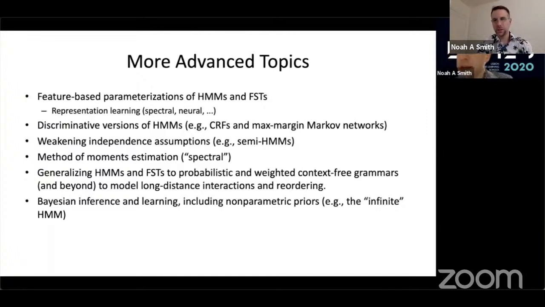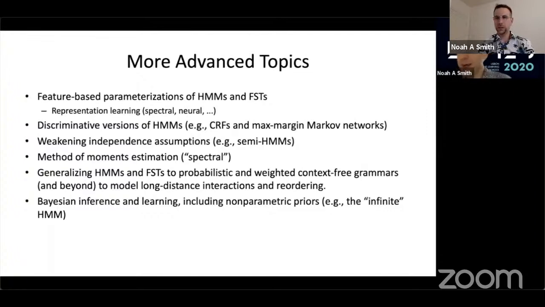The estimation methods that I gave you follow from classic frequency-based maximum likelihood estimation, but there are alternatives. One really interesting pathway is called spectral methods, which are related to method of moments estimation. If you're interested in alternatives, these lead to some very cool algorithms where you don't have to do iterative hill climbing like the EM algorithm to estimate your model, and that's a great direction to follow up on.